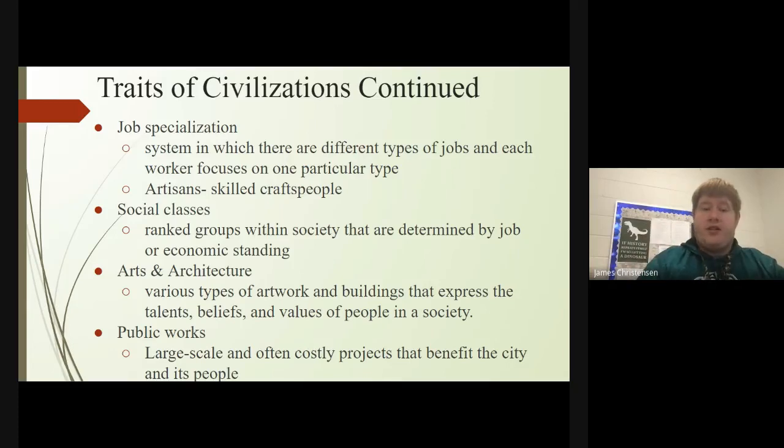Arts and architecture. These are various types of artwork and buildings that express the talents, beliefs, and values of a people in a society. We will talk a lot about that as well, along with public works or large-scale and often costly projects that benefit the city and its people. Examples could include the pyramids in Egypt and the Great Wall of China. We'll talk a lot more about those in the coming weeks.